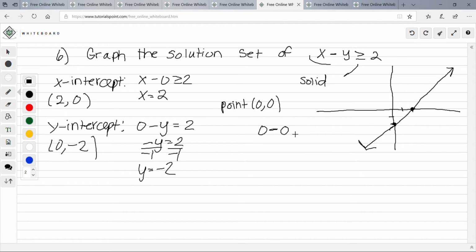In this part, we actually have to care about the sign, so it's greater than or equal to 2. So now you ask yourself, is 0 greater than or equal to 2? No, right? 0 is not greater than or equal to 2, because if you look at the number line, here's 0 and here's 2. 0 is not greater than 2. So that is false, so you're going to shade the opposite side.